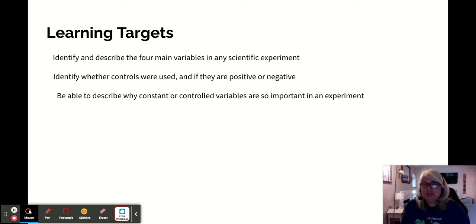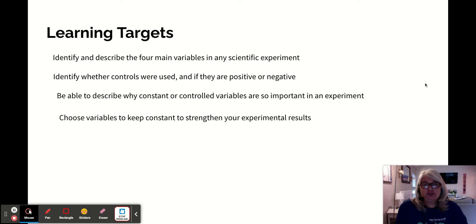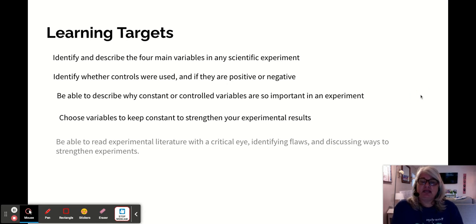Next, I want you to be able to describe why a constant variable is so important in an experiment, and we'll talk about that. I want you to be able to choose variables in your own experiments or examples to keep constant in order to strengthen those results at the end of the experiment. And then finally, we will be working on becoming really good critical readers of science. So if I give you a scientific experiment in literature, you might say, wow, this is good, but what if they had done this? And really kind of identify some flaws in some experiments. So those are our goals for today.